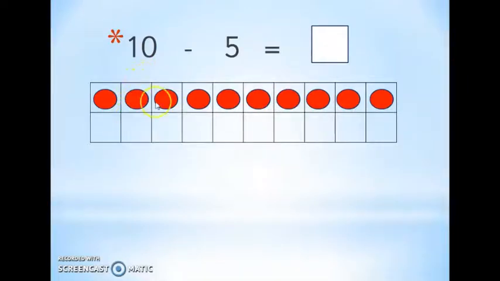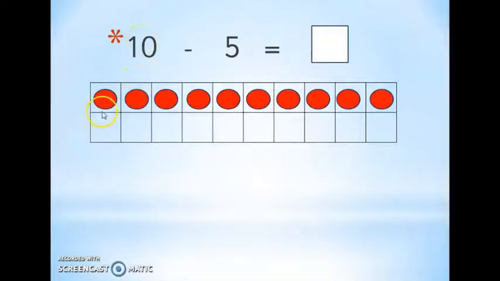Now, what will we do with these 10 counters? Dear students, this is minus. In minus, we take away. But how many will you take away from these 10 counters? Again, you will look at your sum, 10 minus 5. You will take 5 counters away from these 10 counters.